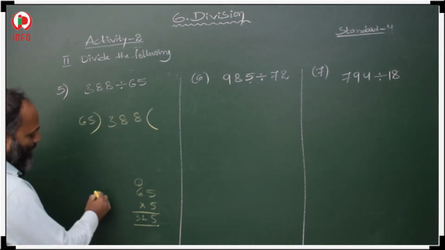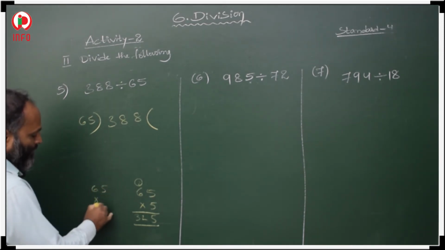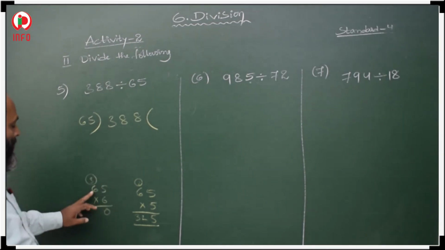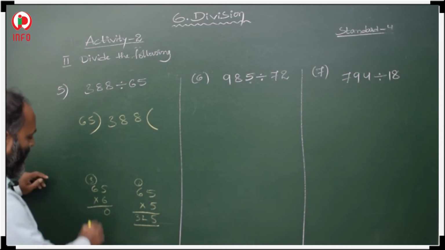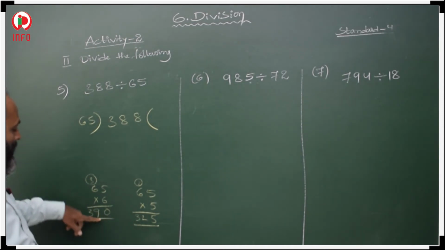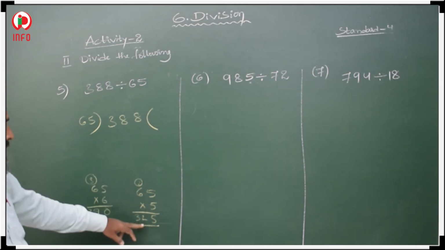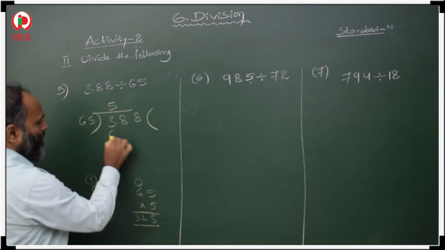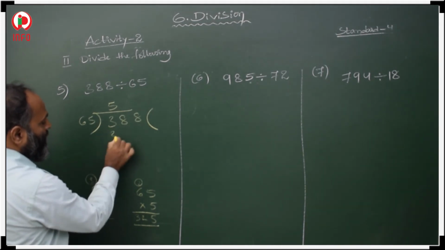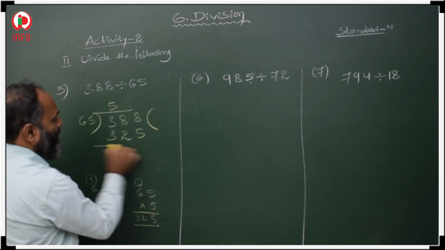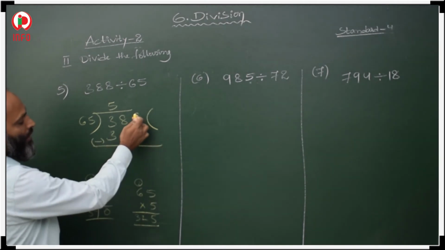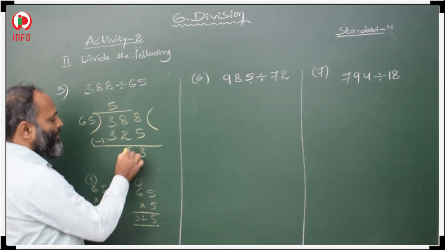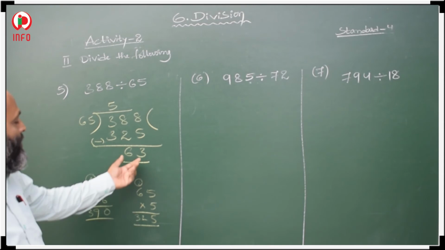Okay. Once you check 65 6s are also. 6 5s are 30, 3. 6 6s are 36, 39, 390. 390 is greater than 388. It means we have to take 65 5s are 325. Then remainder, minus it. 8 minus 5, 3. 8 minus 2, 6. 63. Now once you check here, what is your remainder?